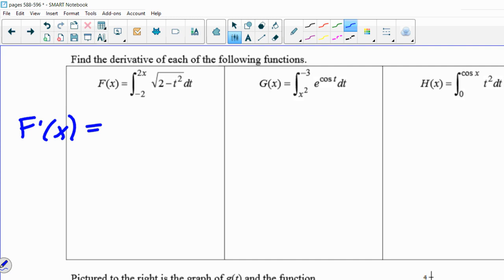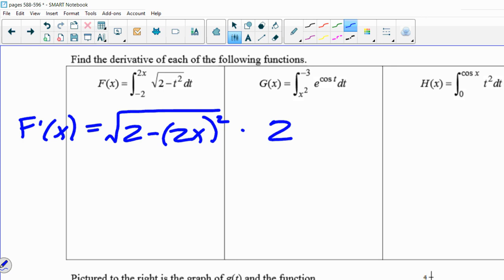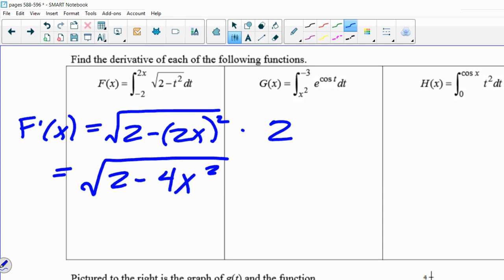Okay, I'm integrating from a constant to a variable expression. That variable matches that variable, so the derivative and the integral undo each other. So this is going to be the square root of 2 minus 2x squared times the derivative of 2x. What's that going to give us? The square root of 2 minus 4x squared times 2.